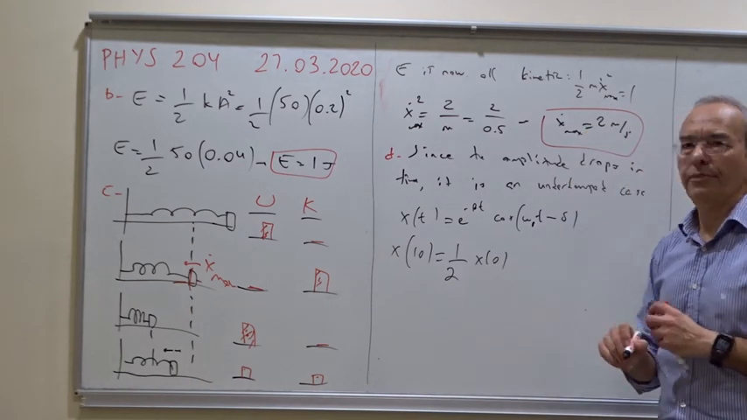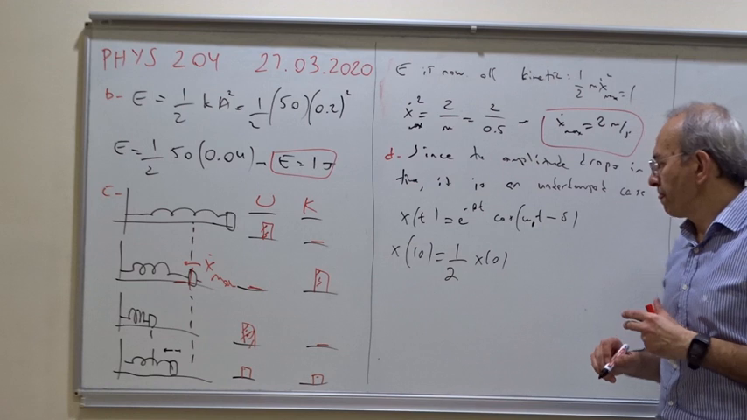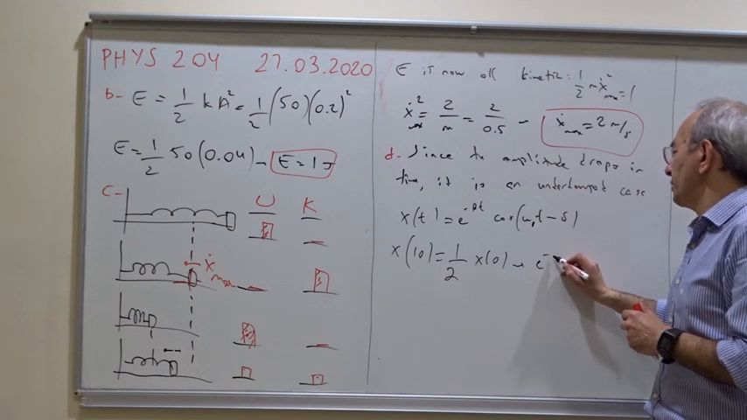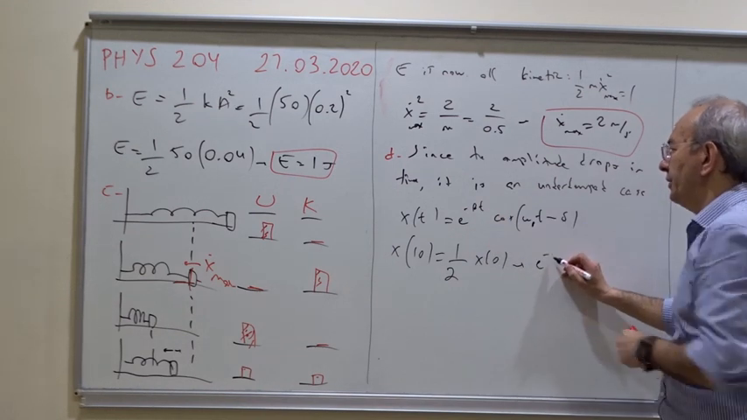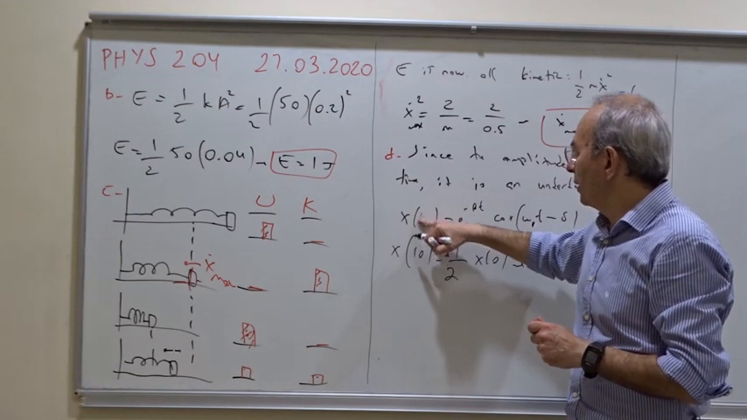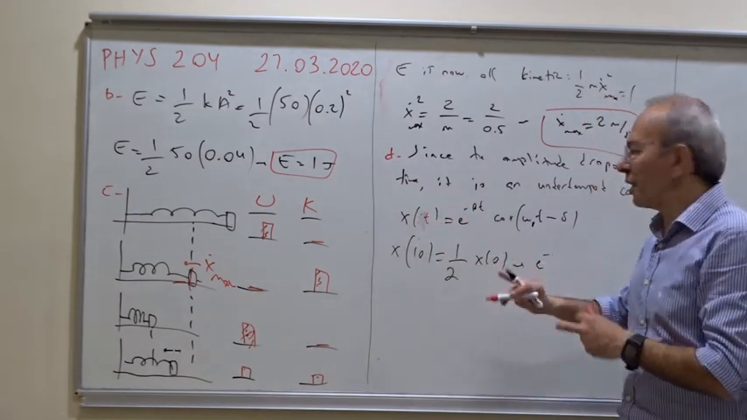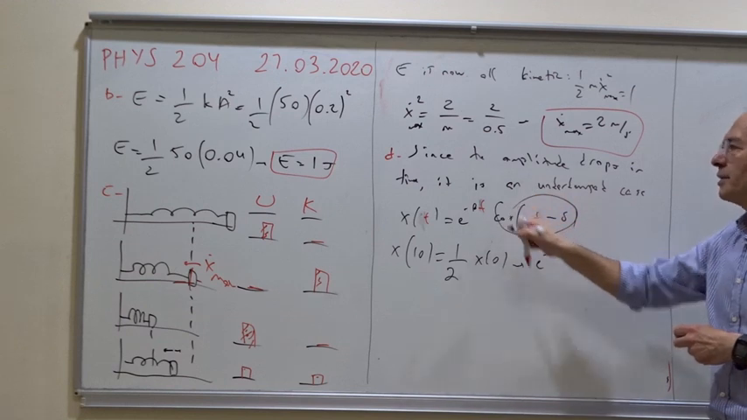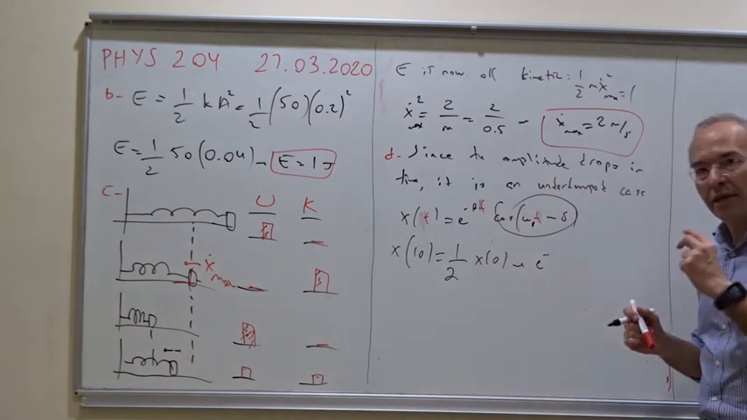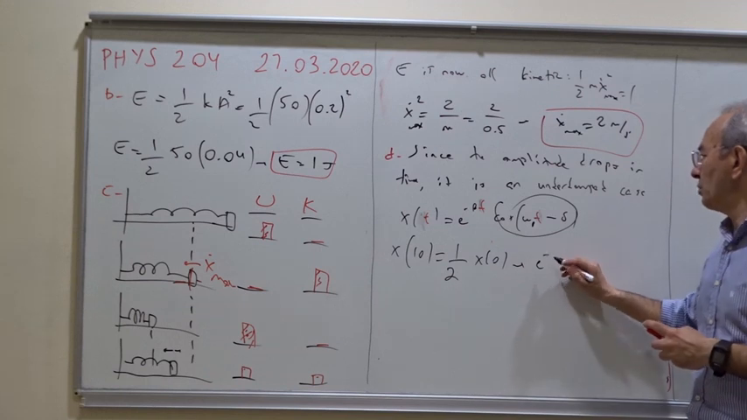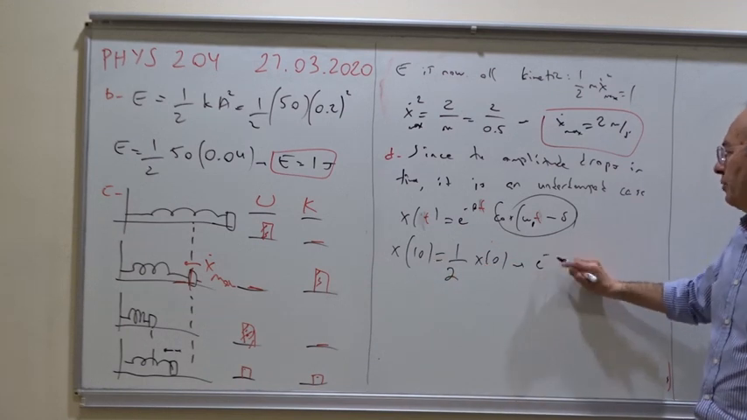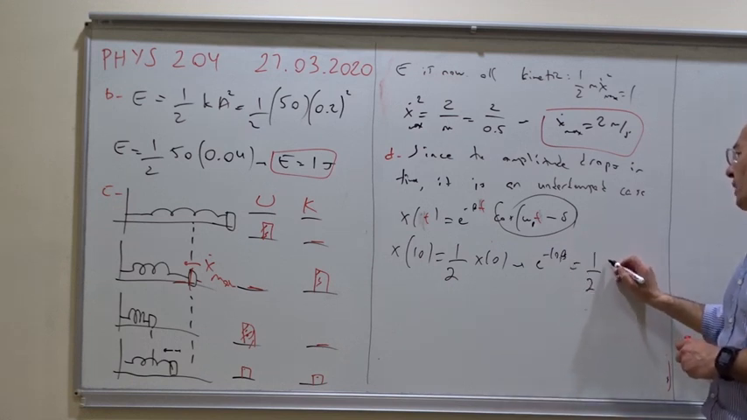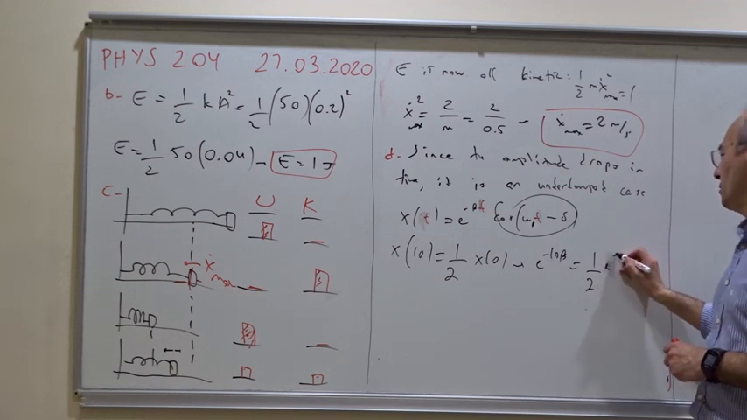1/2 x of 0. This is the given information. But x of 10 can be written as e to the minus beta times 10, because whatever t we are talking about, it has to be this t and that t. However, the cosine part is not important because we are interested in the amplitude, magnitude. So e to the minus 10 beta, beta is unknown, is 1/2 e to the 0.